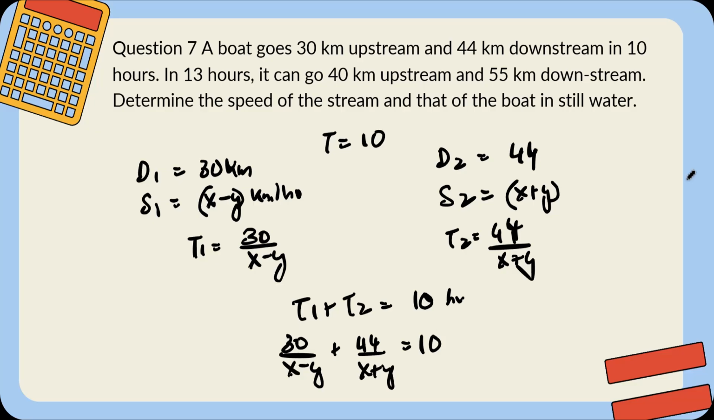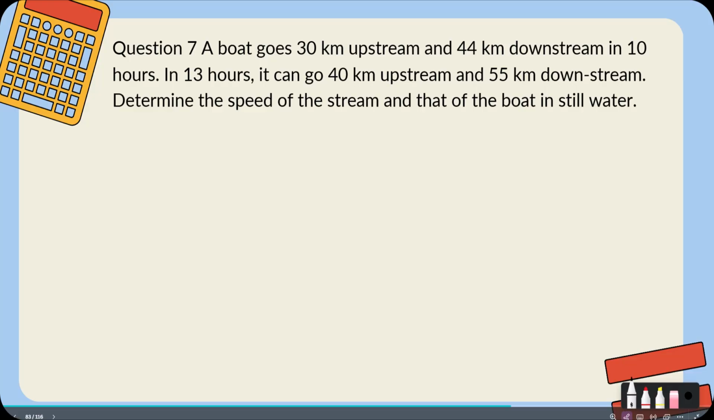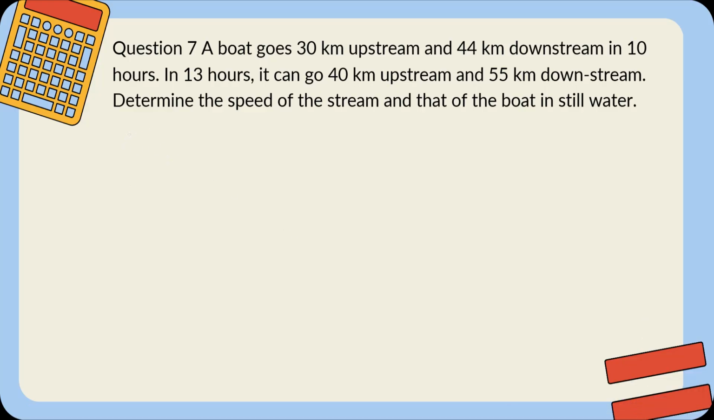You have to simplify this. We also know 1 by x minus y is equal to a, and 1 by x plus y is equal to b. So we'll write it in the proper form. Here it is not a linear equation. We have to convert it to linear, making the degrees the same. So how do we do it? We can write it as 30a plus 44b is equal to 10 hours. This is the first equation.